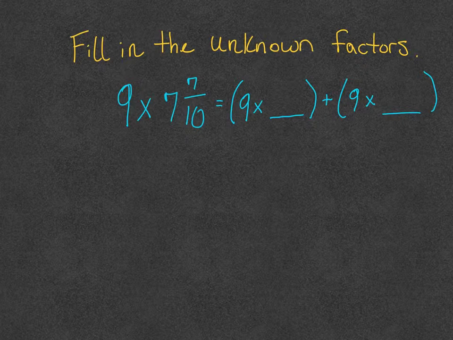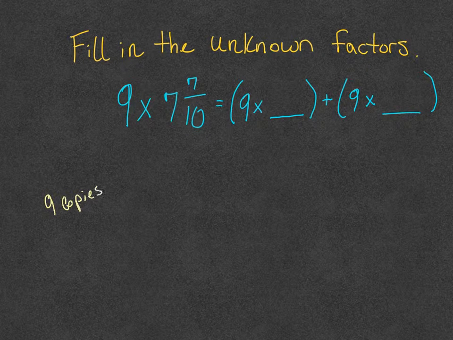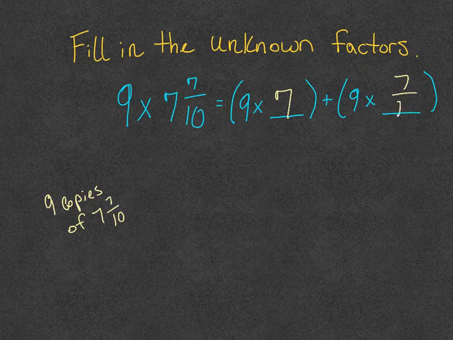All right, fill in the unknown factors for 9 times 7 and 7/10, using the distributive property. So right now we have the factors of 9 in each one of these sets. What are we missing here? Remember, this right here is a factor, but this means 9 copies of 7 and 7/10. So what's missing in here is the 7, and this one is the 7/10. 9 copies of 7 and 9 copies of 7/10.